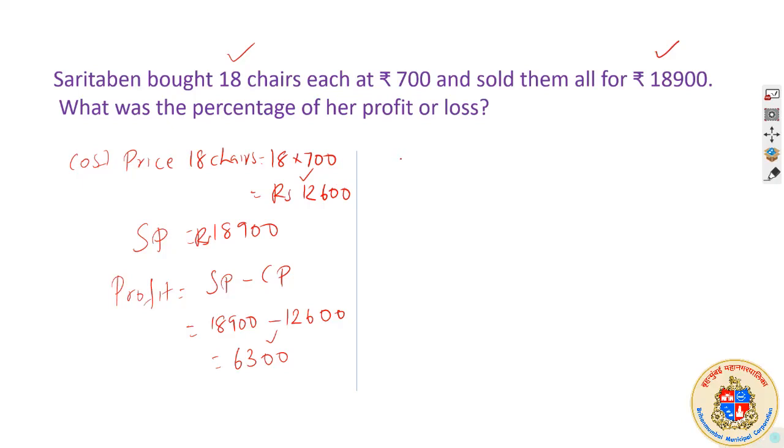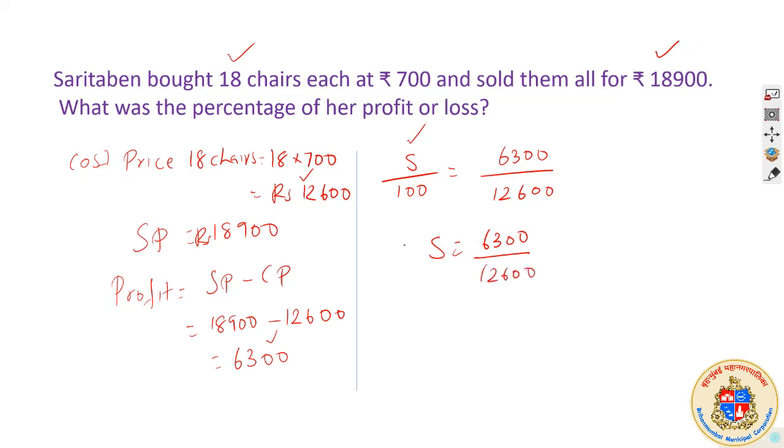So if she is thinking about making profit, here Sarita Ben will be getting a profit of this much, say x out of 100, as she got 6,300 by an investment of 12,600. This part you should write very clearly. Now x is equal to 6,300 upon 12,600.